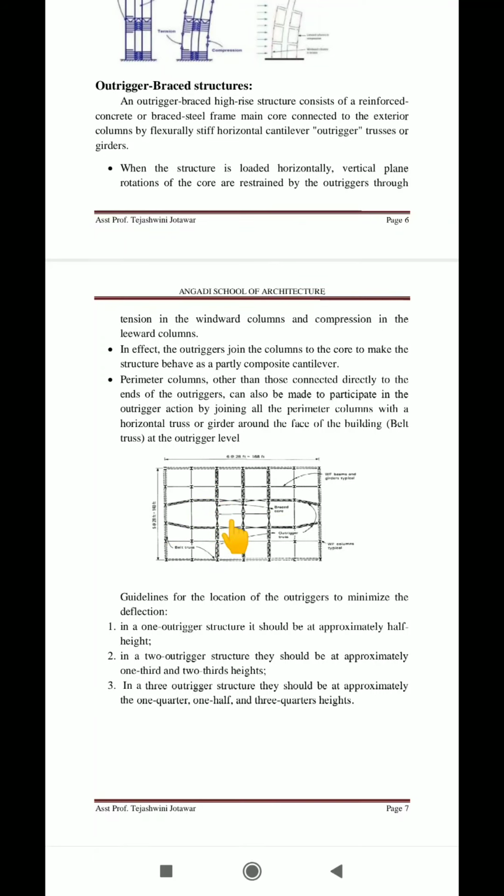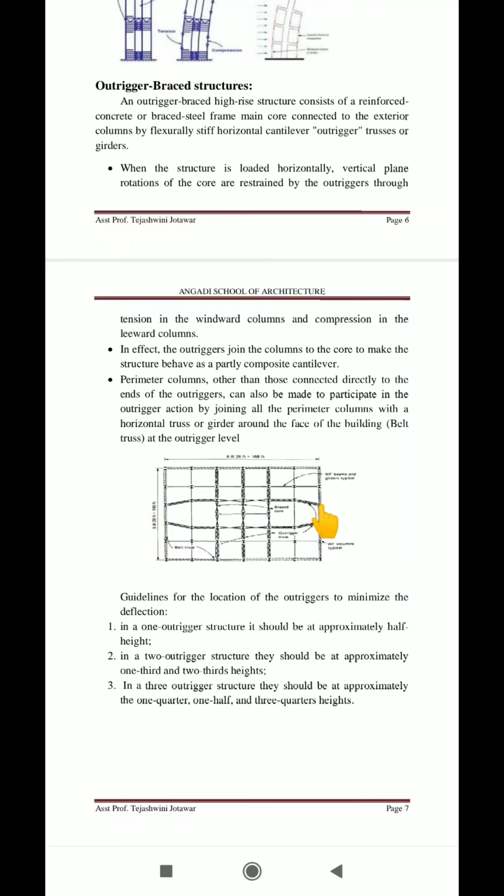Now these are the outriggers. Outriggers are used with a core system, or a central system, or a spine system. What I am doing is connecting this core or central system with the outermost columns, or peripheral columns, by providing horizontal rigid structures called outriggers. This is an outrigger. This is an outrigger.